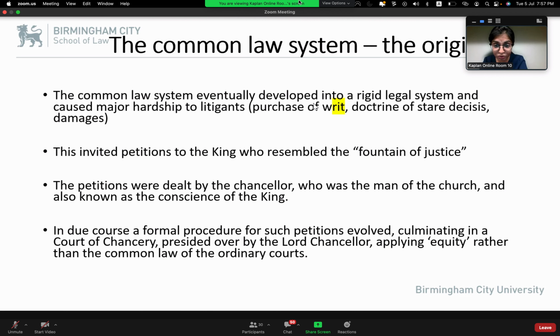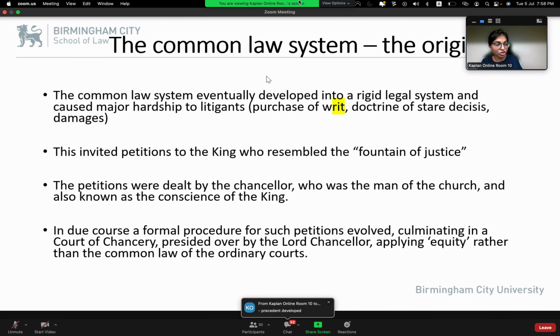Alright, so it's writ of summons now. The history, the origin started a long time ago. Then we have the doctrine of stare decisis. Now, what is stare decisis? Stare decisis is a Latin phrase. It simply means that like cases must be decided alike. So this is where the doctrine of precedent developed.